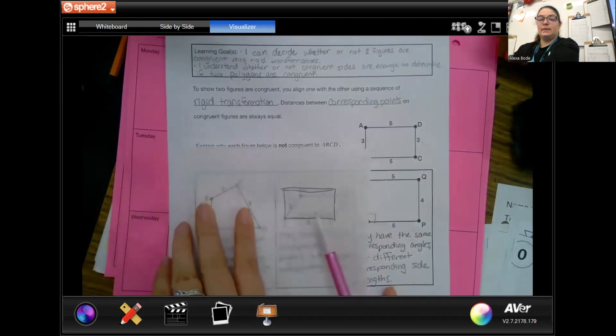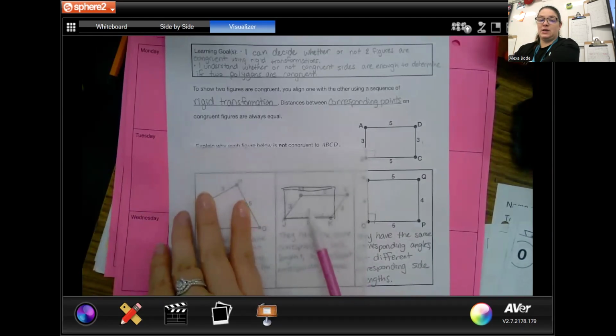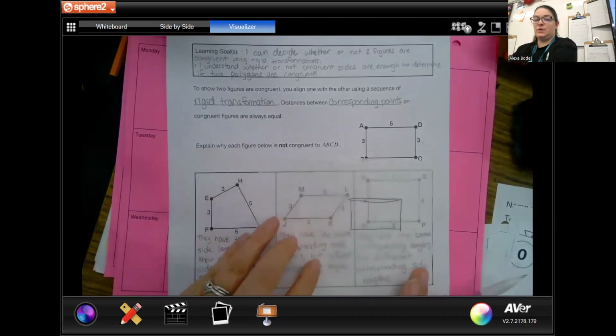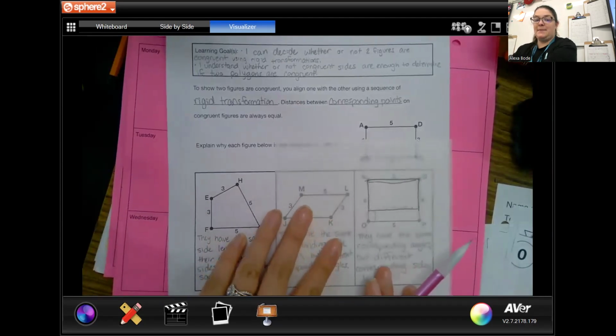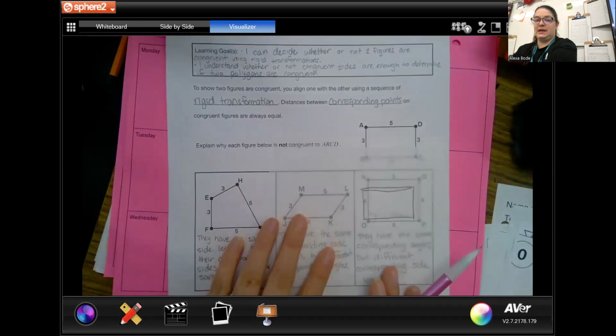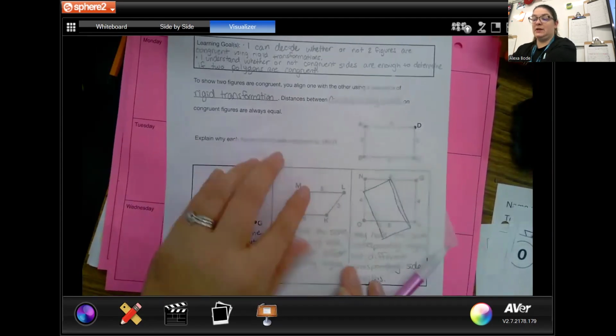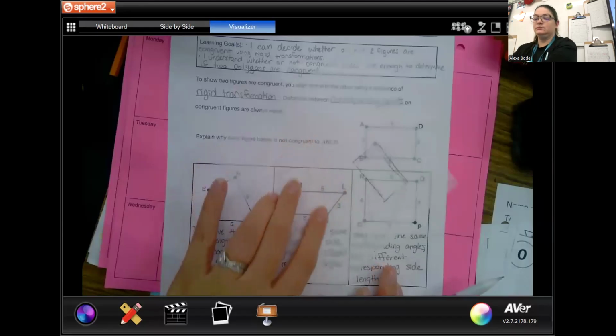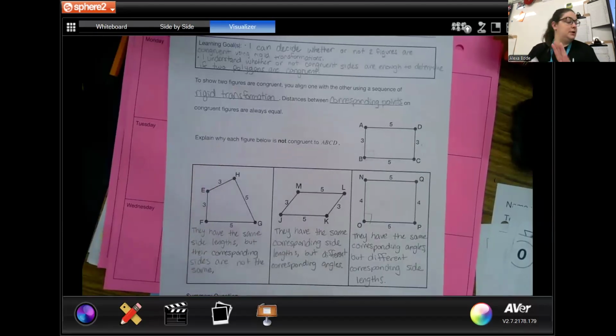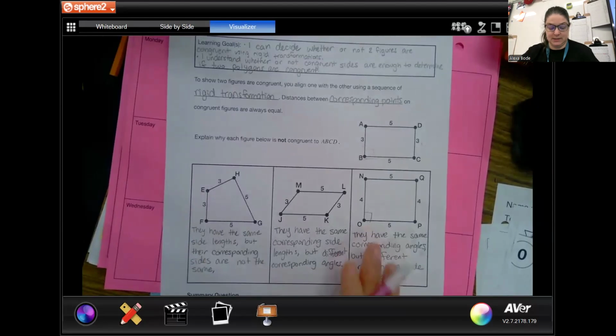So the angles of these shapes are different. And then this one here, angles are the same. The top and bottom side lengths are the same, but my side ones are different. Even if I was to rotate this shape, notice that they are not the same. Okay. So that is this here.